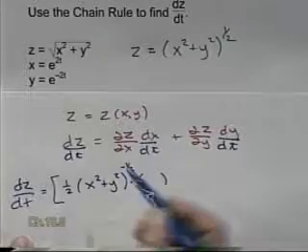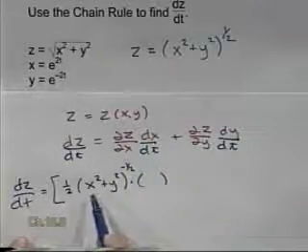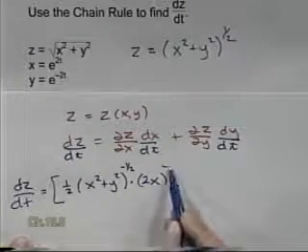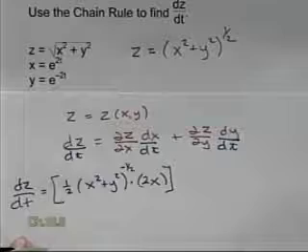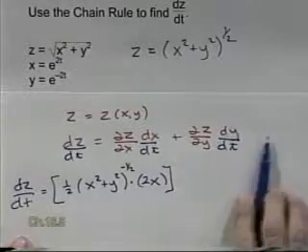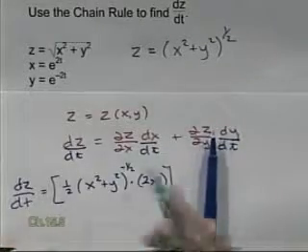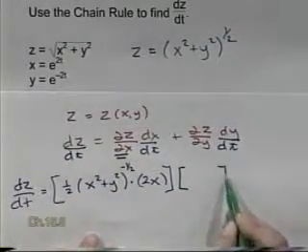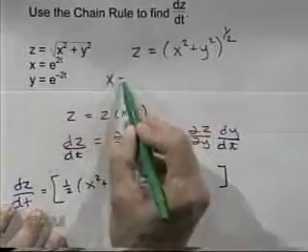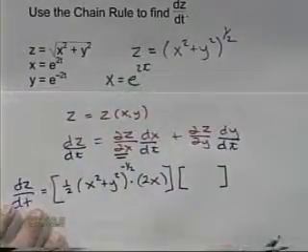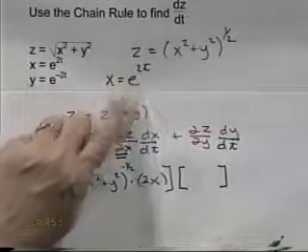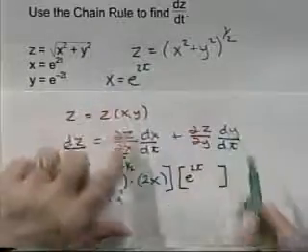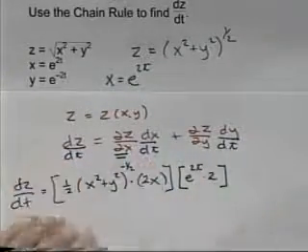And the derivative of, now notice we're differentiating with respect to x. So the derivative of x squared plus y squared with respect to x is going to be 2x. Okay. We just did this one. Now we have to take dx dt. Well, let's see. x is equal to e to the 2t. So if we want to differentiate x with respect to time, the derivative of e to the 2t is e to the 2t times the derivative of 2t with respect to t, which is 2.